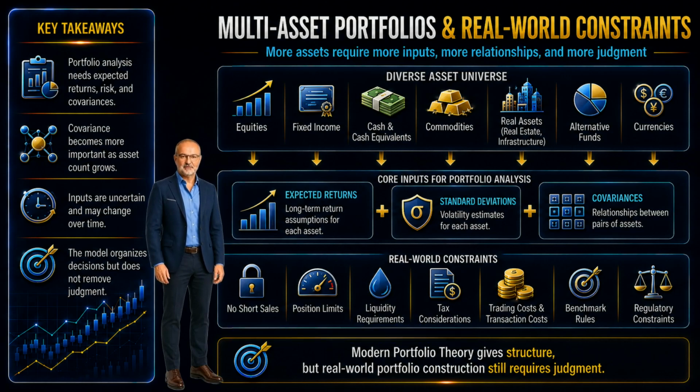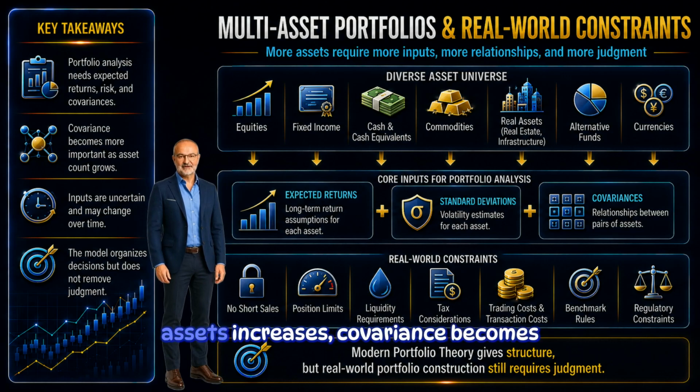First, we need expected returns. These are estimates of what each asset or asset class is expected to earn. Second, we need variances or standard deviations. These describe the standalone risk of each asset. Third, and very importantly, we need covariances. These describe how the assets move together.